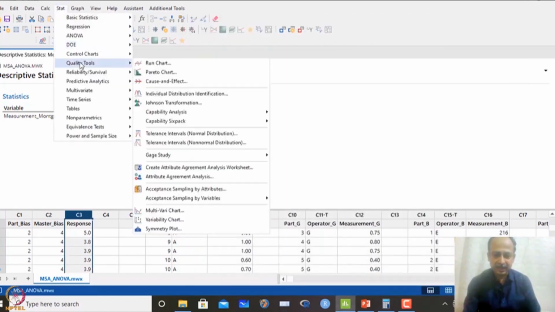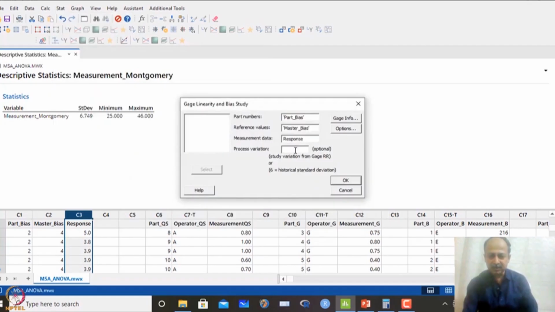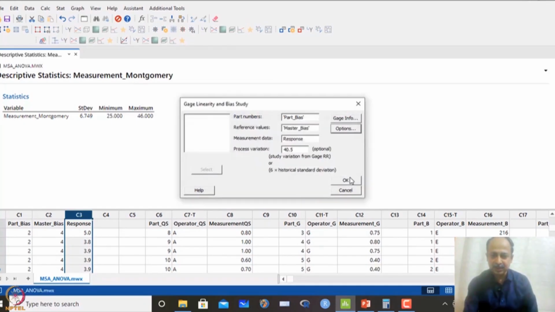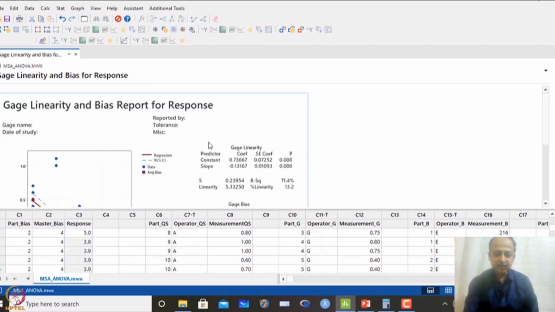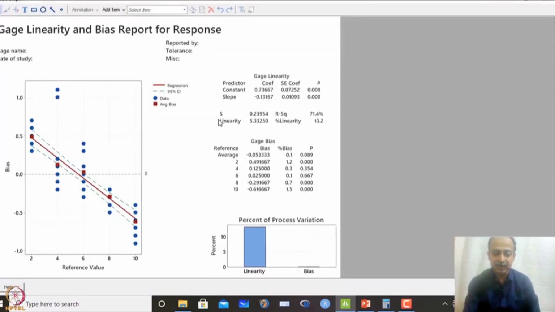So, what we will do is go to Quality Tools, then Case Studies, then Linearity and Bias. In the process variability we will write 40.5, what we have got over here. In the options, we choose sample standard deviation. That is okay, so I will click OK. When you do this you will get a different percentage linearity. So, Minitab calculates percentage linearity over here.